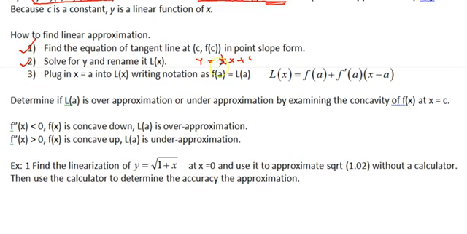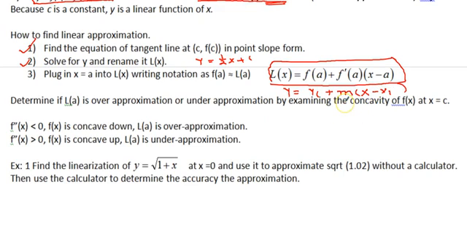Give it a new name. We call this my linearization. That's why we use the letter L. L of x is the same as y is equal to y1 plus m times x minus x1. That's the same as my equation of tangent line, but since we are going to use it, and there will be 2 y's, to differentiate that, we give the name L of x.